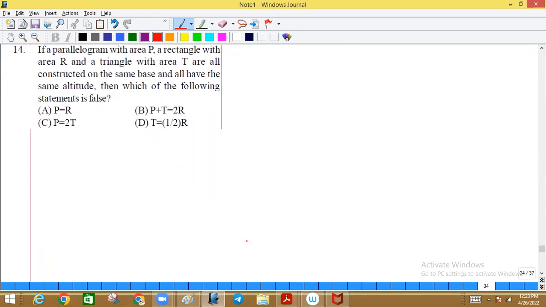If a parallelogram with area P, a rectangle with area R and a triangle with area T are all constructed on the same base and all have the same altitude. Obviously the parallelogram is equal to the rectangle, which is equal to 2 times the triangle. If the triangle area is 1, then the rectangle area is 2, and the parallelogram area is also 2. Understood? Which of the following statements is false?